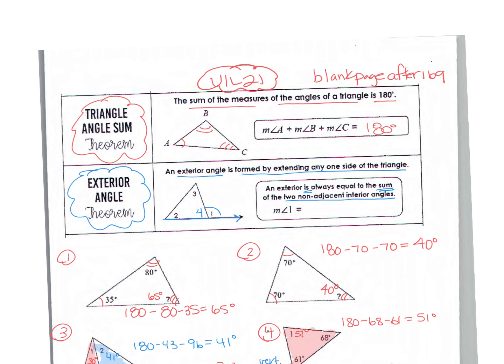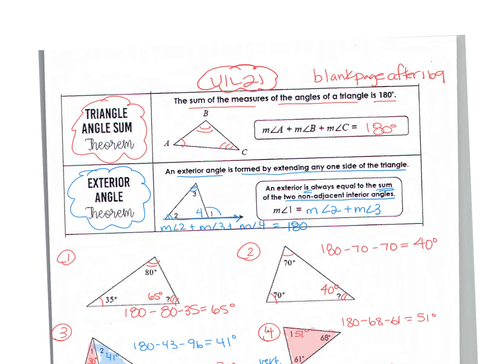So let's put an angle 4 in here. 1 and 4 are adjacent. So angles 2 and 3 are my non-adjacent angles. So the measure of angle 1, the exterior angle, is equal to the measure of angle 2 plus the measure of angle 3. Let's look at why that is. We have learned in this unit that the measure of angle 2 plus the measure of angle 3 plus the measure of angle 4, those are the three angles of a triangle, and they are 180.